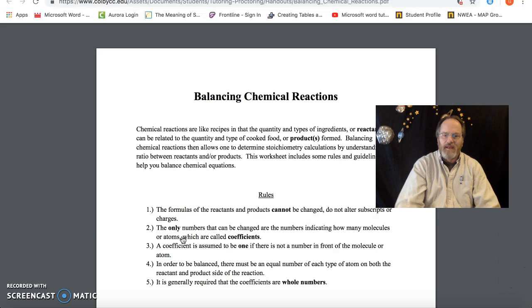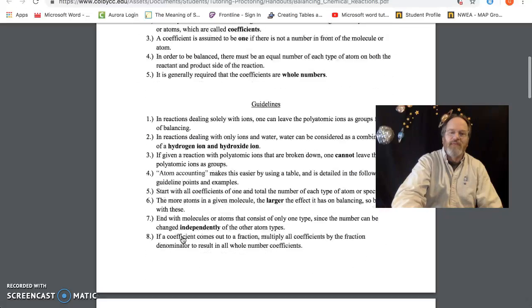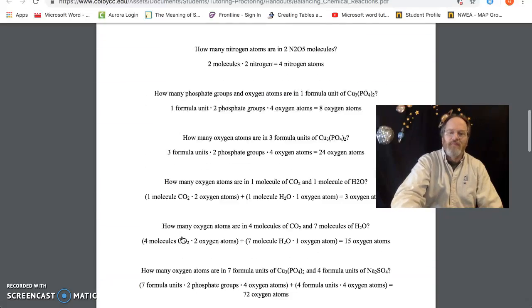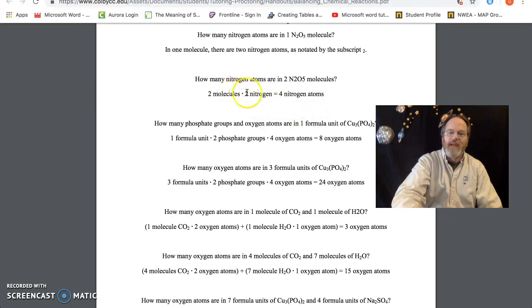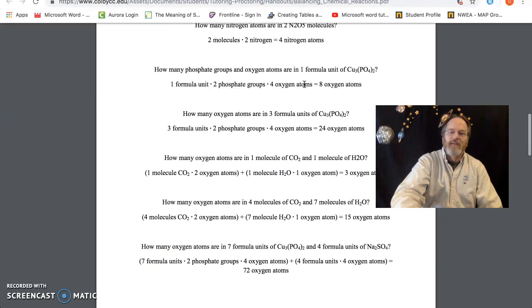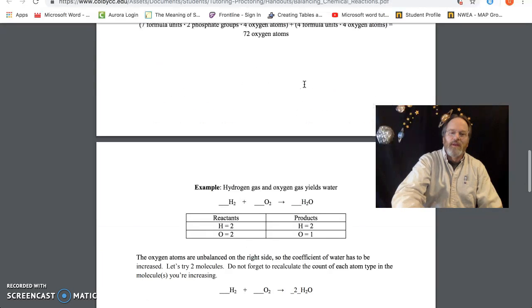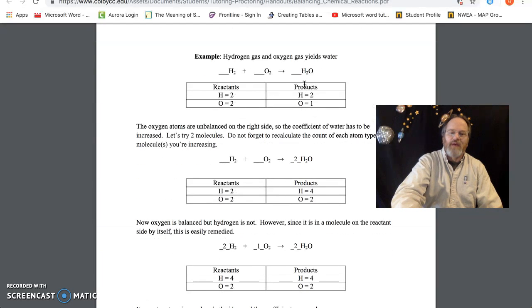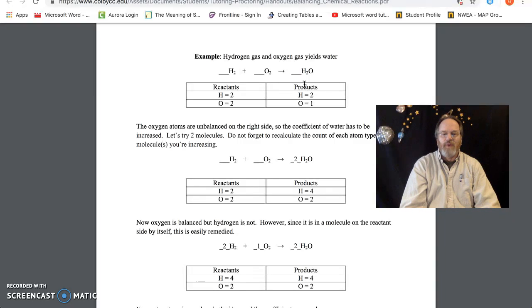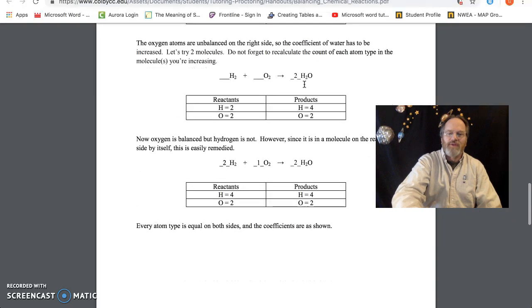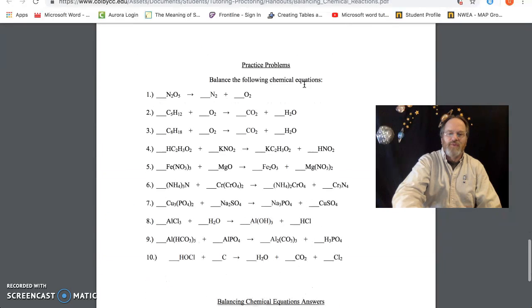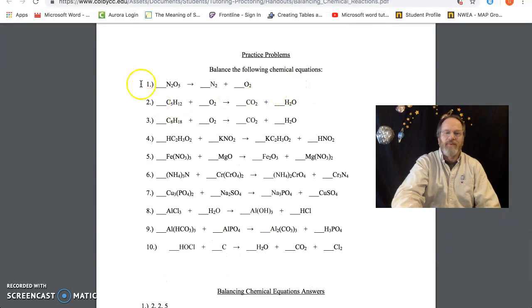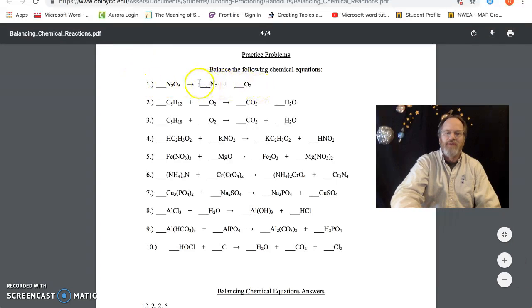Then go back. Here's a little bit of reading, okay? Some guidelines. There's some questions. For instance, how many nitrogen atoms are in two of the N2O5 molecules, okay? Kind of giving you some of the answers. Now, you're going to be going down to some equations and just read through this. Then as you get to the practice problems, try to balance them by putting the proper coefficients in front of each atom.